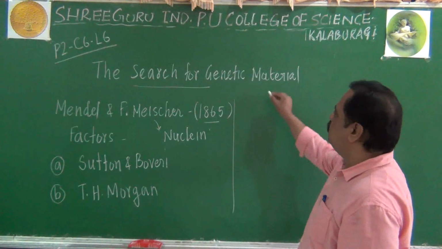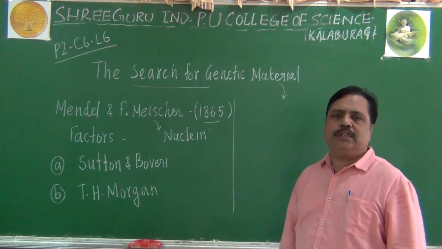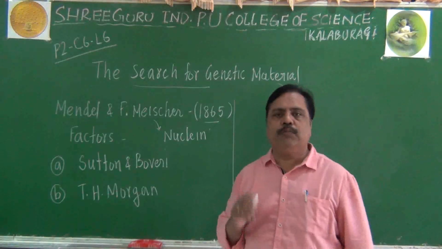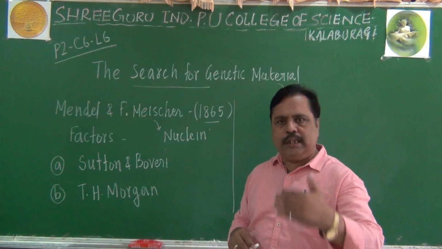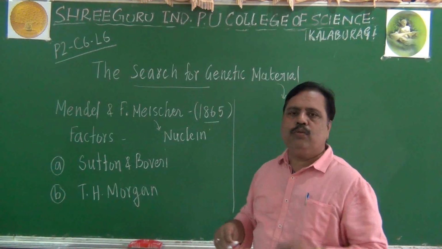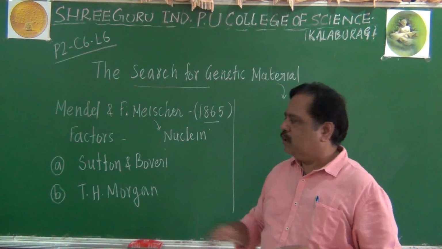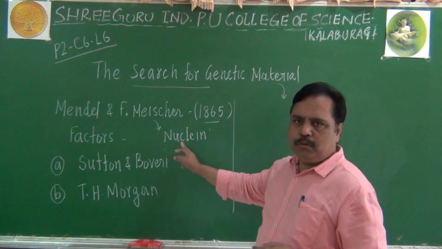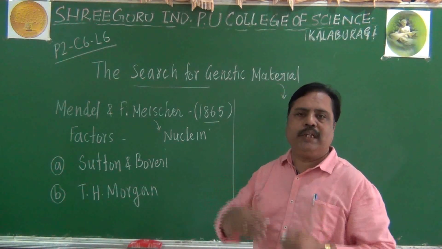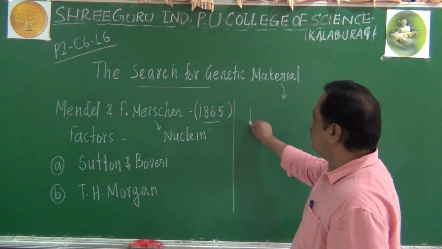So there are 3 scientific experiments we are going to study in the search for genetic material. Each experiment is worth a 5 mark question, remember. There are 3 experiments dealt with in your textbook also, and we have to see how those 3 experiments prove that DNA is the genetic material. So from factors we came to nuclein, nuclein to chromosomes. Now in the chromosome, what makes the genetic material, that we have to see.